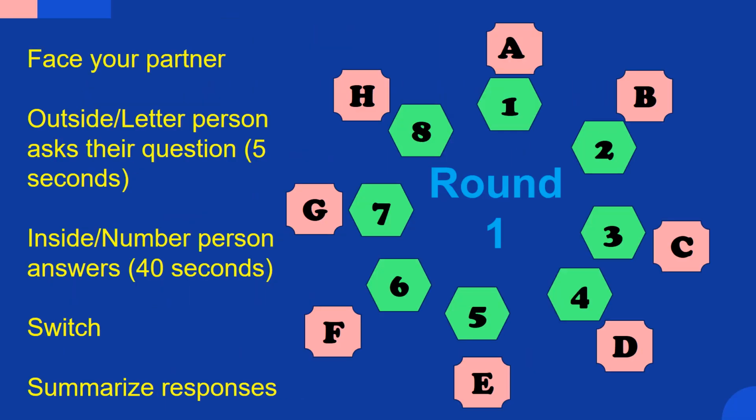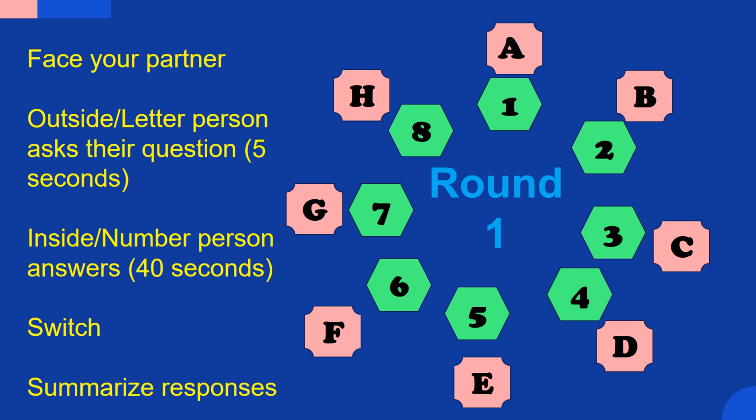So here's an example of how the room is set up. You'll be facing your partner. In here you can see that A is matched with 1, B is matched with 2, and so on. So when the outside person asks their question, maybe 5 seconds, the inside person has 40 seconds to answer. Remember what we've talked about in class on the absolute waste of time it is to just give a 1 or 2 sentence response. You'll switch.